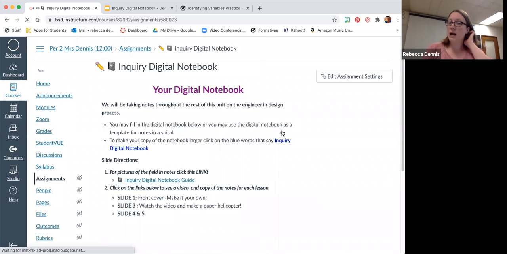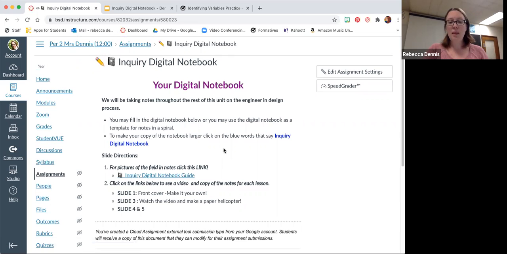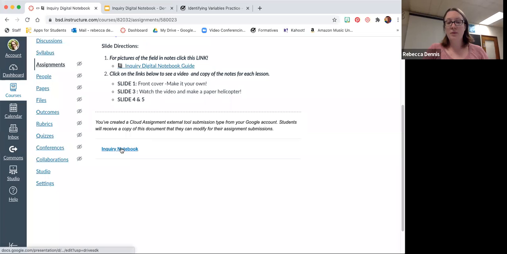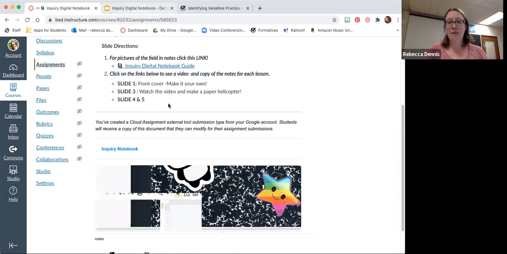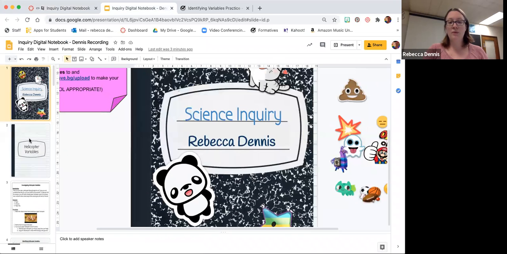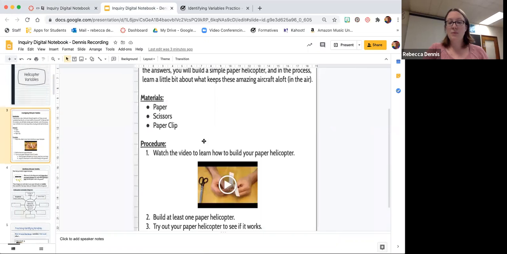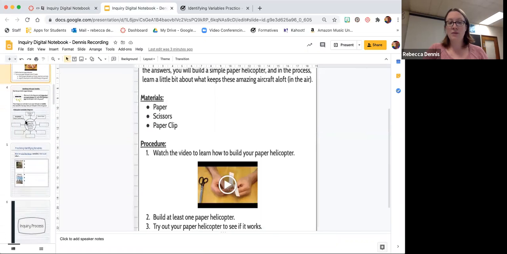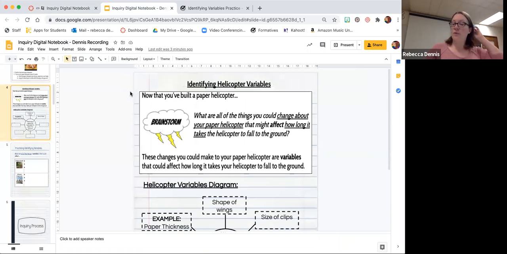So let's go ahead and talk a little bit about what we've learned from looking at this helicopter. And we're going to click on the blue words that say Inquiry Notebook at the bottom here so that this isn't so tiny. And it should pop up with your notebook. If you decorated the cover, awesome. If you didn't, that's okay. Slide 3, again, has a link to the helicopter making so that if you want to look at it there, you can. All right, we're on slide 4.